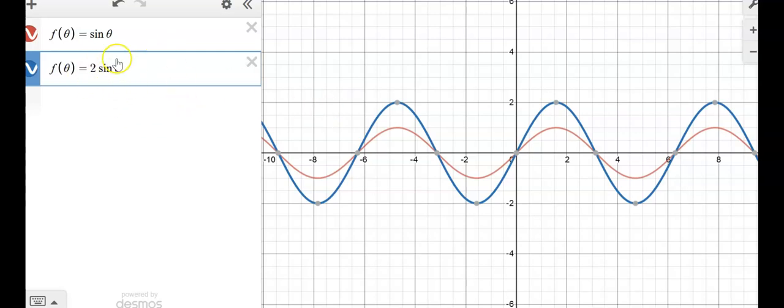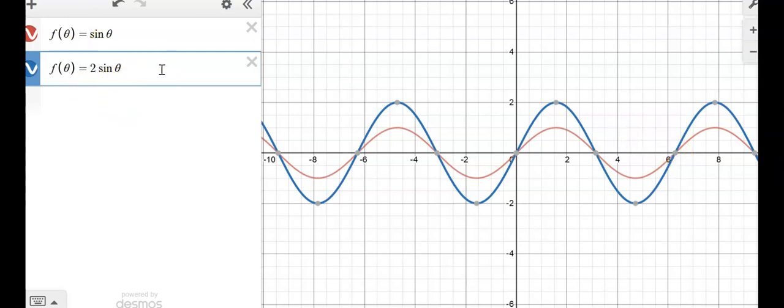The value of a was 2. So now you can see the blue graph here represents 2 sine theta. Well, you can see that only the amplitude has changed from its parent graph. It's 2 up and 2 down. The period is still the same, it's 2 pi, as you can see from the graph below, still the same.